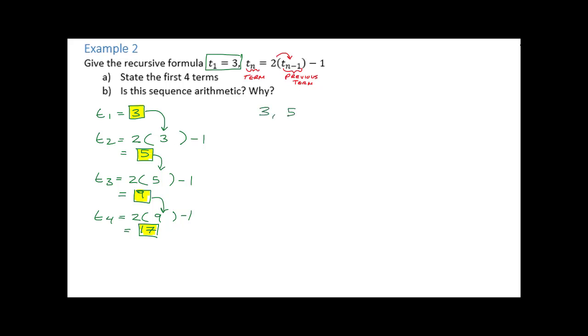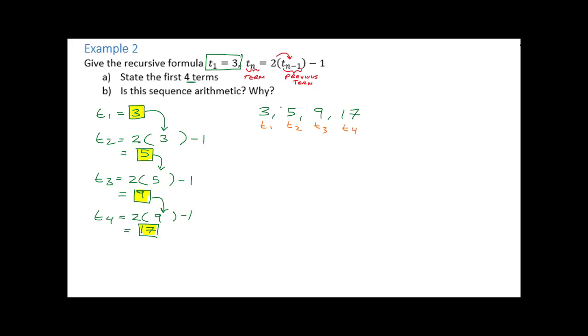3, 5, 9, and 17. Now we could keep going, but it just wants the first 4 terms. Now part B, is this arithmetic or not? Well, let's have a look here. Here's term 1, term 2, term 3, term 4.